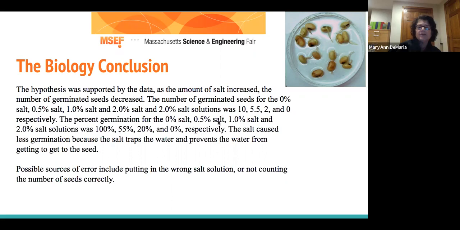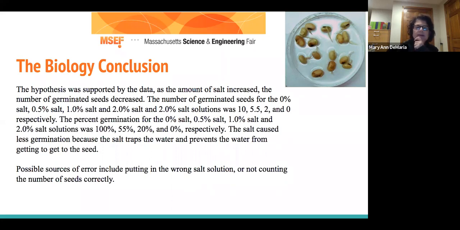Again, I told you, I teach my kids this word early on, respectively. Again, I would have liked them to say, this is almost double the amount, the percentage here, but they don't. And then the reasoning is not extensive here. The salt caused less germination because the salt traps the water and prevents the water from getting to the seeds. So this is more about adhesion and cohesion, like the water molecules being attracted to the salt.